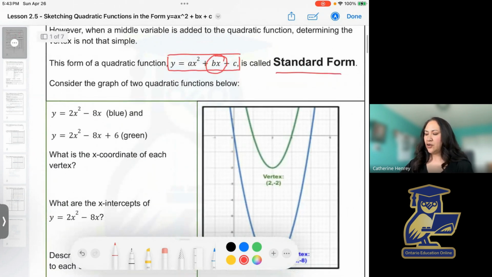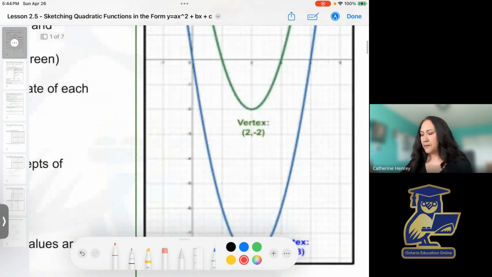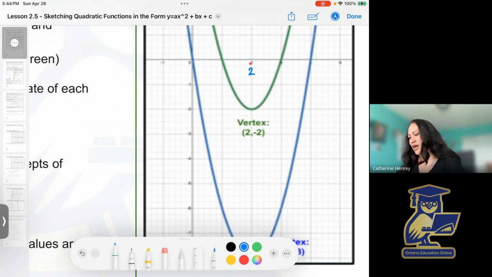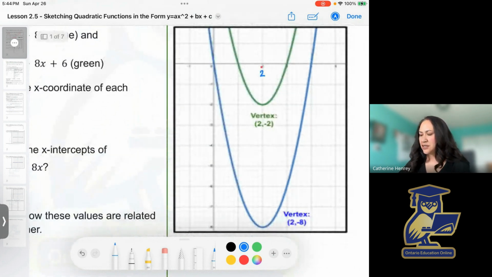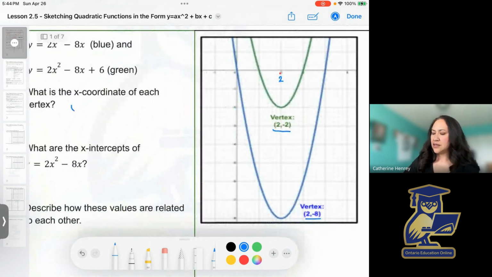Here what I did was I graphed y equals 2x squared minus 8x in blue. Then y equals 2x squared minus 8x plus 6. So shifted it up. So what is the x coordinate of each vertex? And it's hard to see the graph. But this value right here, this is a 2. Once I have labeled that and I have the vertices labeled, then the x coordinate of each of the vertex is 2.